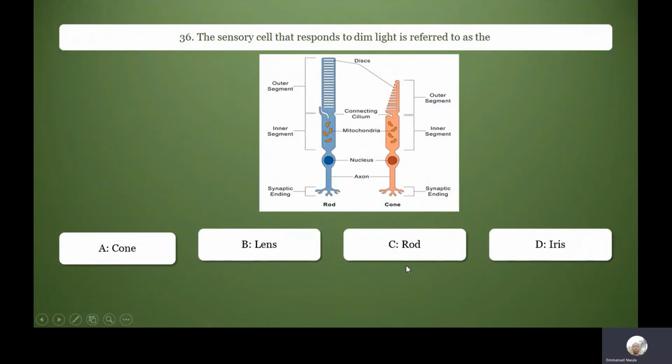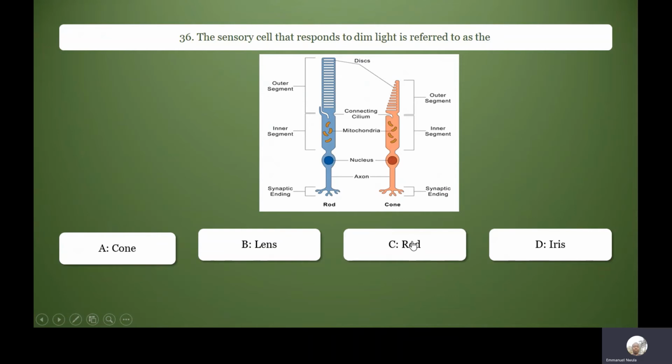The sensory cell that responds to dim light is referred to as rods. That's C. 36 is C. In the retina, the part of the eye that is sensitive to light is called retina. That's the innermost layer of the eyeball. The retina has light sensitive cells. One of them is rods, the other one is called cones.